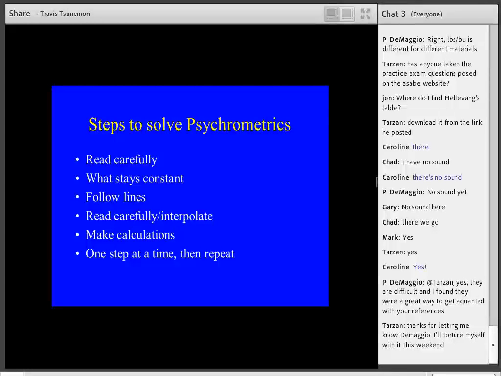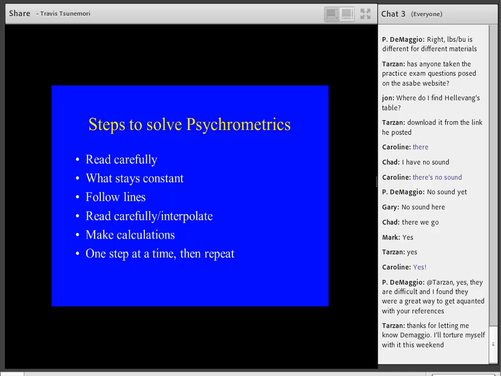Okay, so here are some suggestions to solve psychrometrics problems. Oftentimes it may be a greenhouse problem, or an outdoor problem in terms of whether or not we're going to have dew, and that might affect how you manage it. Number one, read carefully. Think about what stays constant in the question. Then once you figure out what stays constant, get on a line and follow that line. Sometimes you have to interpolate.